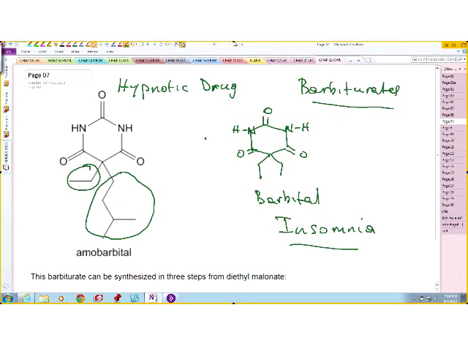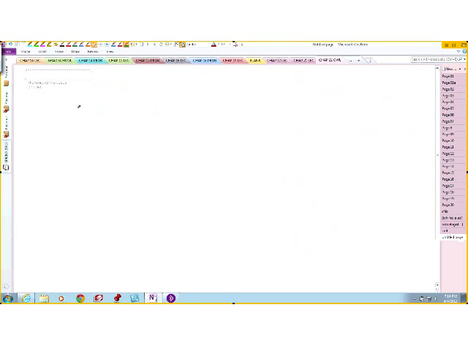By the way, you do not take this on your own, because these are very, very addictive drugs. You don't even want to. You don't want to mess with these guys. Okay. Let's see how we can make this. Let's make this one here.